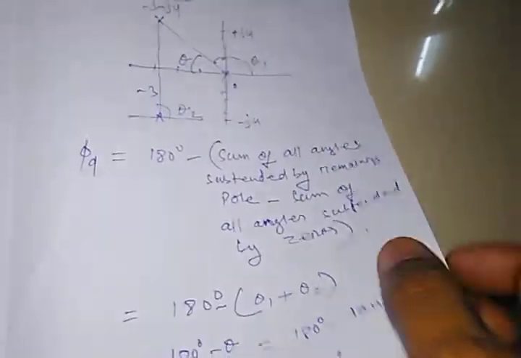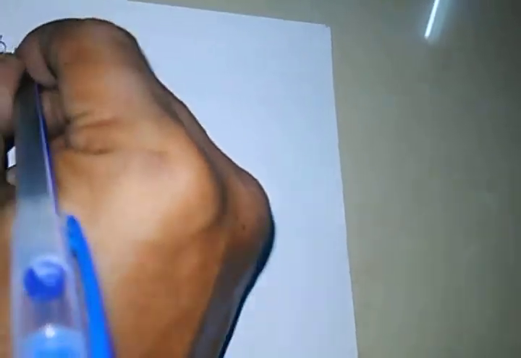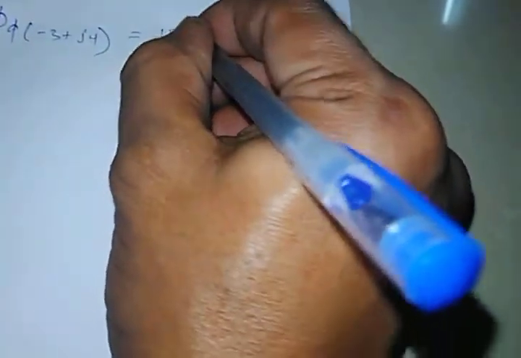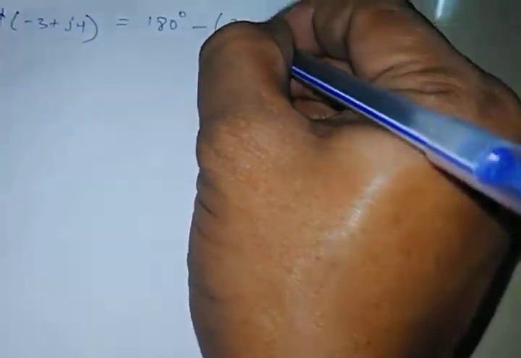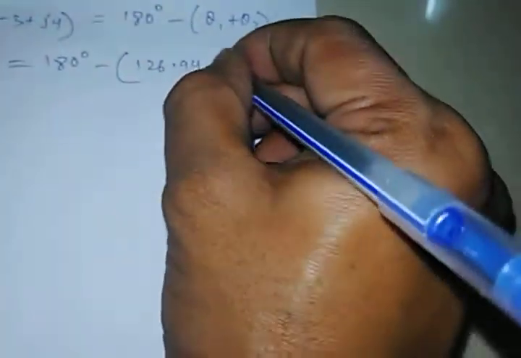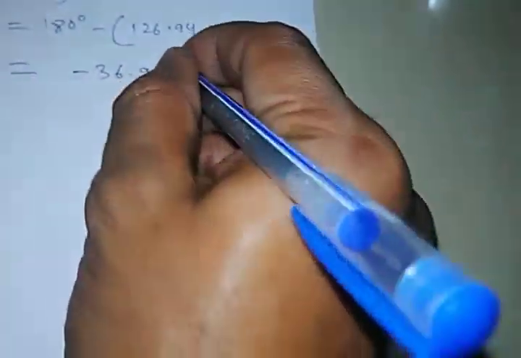Okay, so I can write the solution for phi d, for minus 3 plus j4, equals to 180 degree minus theta 1 plus theta 2, which is equal to 180 degree minus 126.94 plus 90 degree, which comes out to be minus 36.94 degree. Okay, this is for the minus 3 plus j4 pole.